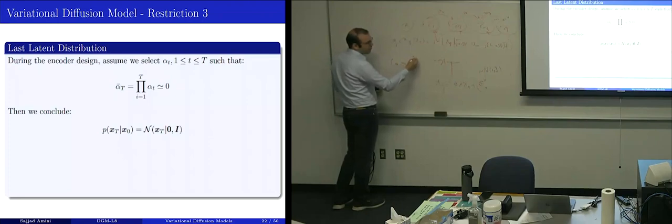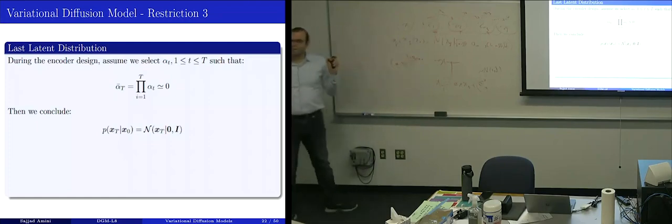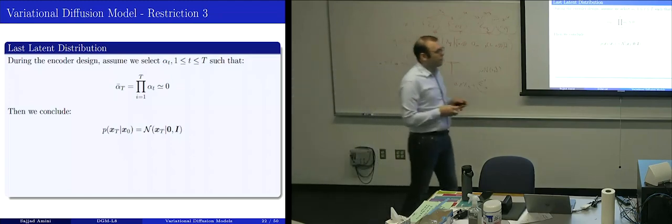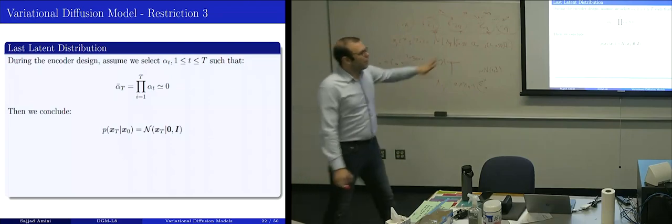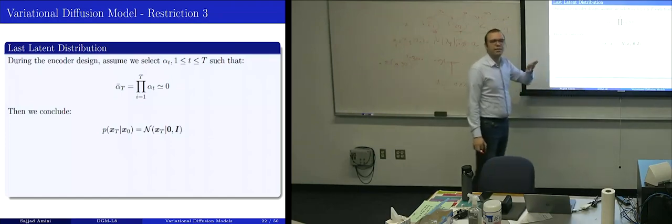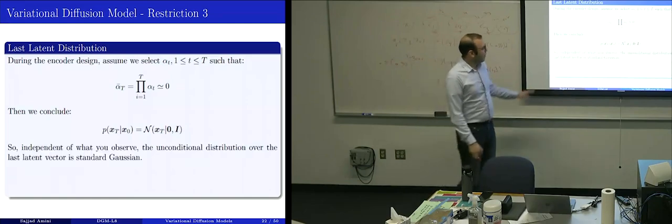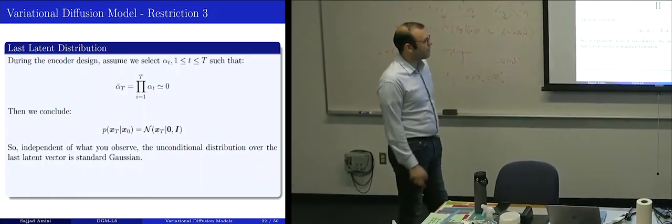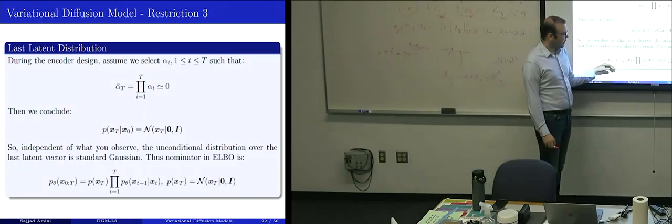For example, just a hypothetical example, this number to the power of, for example, 300. All of them 0.99, but you have T equals 3000. This is almost 0. You need alpha t to be near 1 for the diffusion process. We will talk about it later. So if I select them so that the alpha bar uppercase T is 0, then you have the property you need. So restriction number 3 necessitates this equality to some extent. Independent of what you observe, the conditional distribution over the last latent vector is standard Gaussian, and this is what happens in your joint.